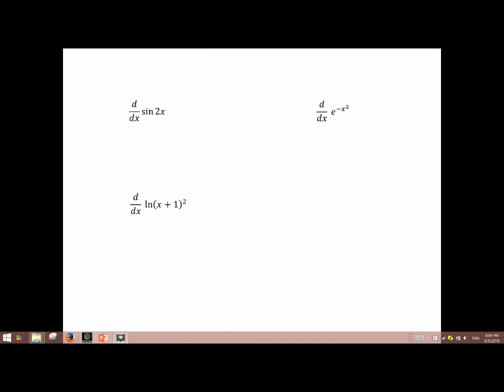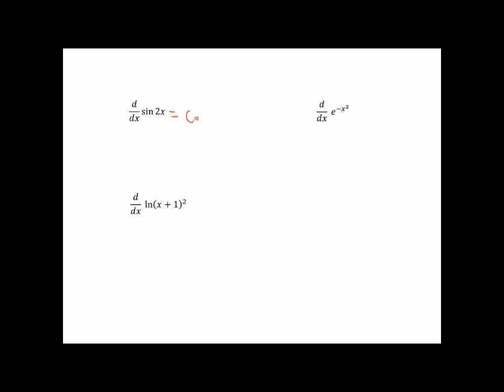So let's see some problems. Derivative of sine 2x. This one equals cosine 2x, with the chain rule, times the derivative of 2x. So it equals 2 cosine 2x.